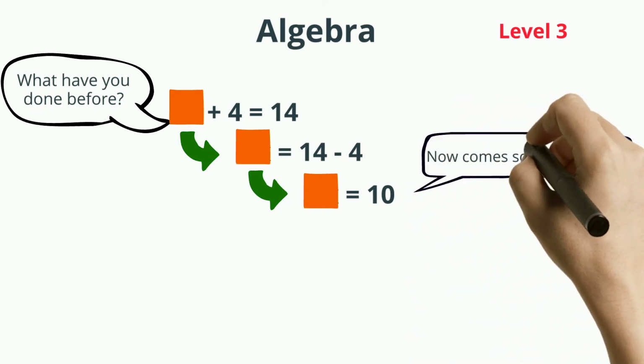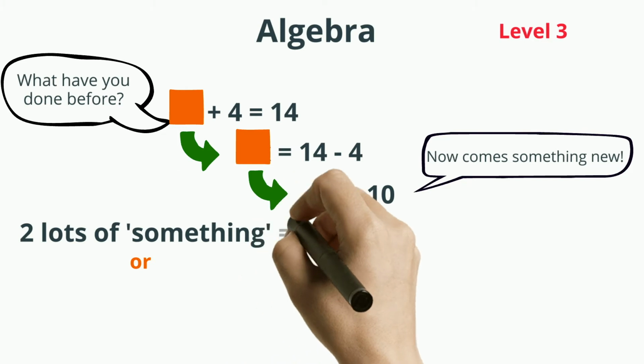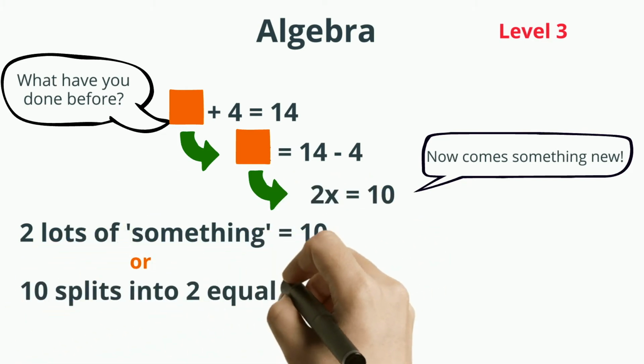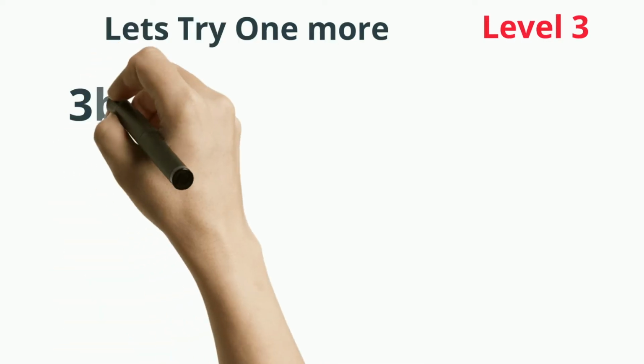Here's the new part for level 3. That 10 now needs to be split into 2 equal parts. You have 2 lots of something equals 10. Therefore, x equals 5. Let's try one more.